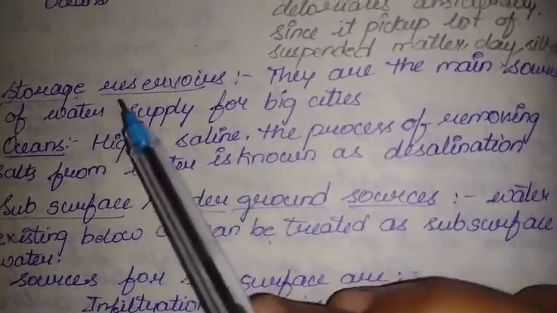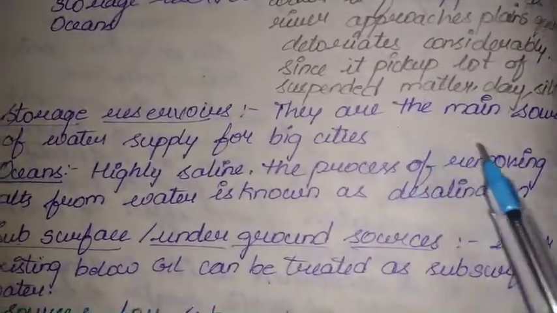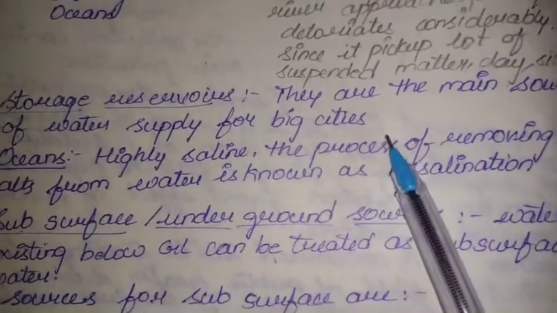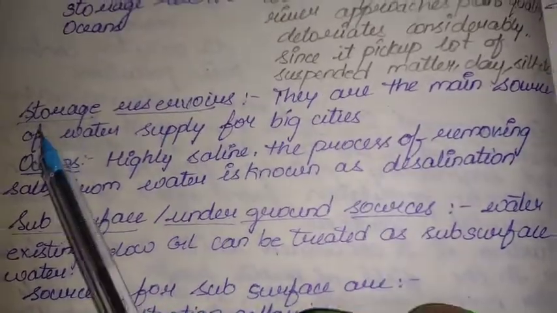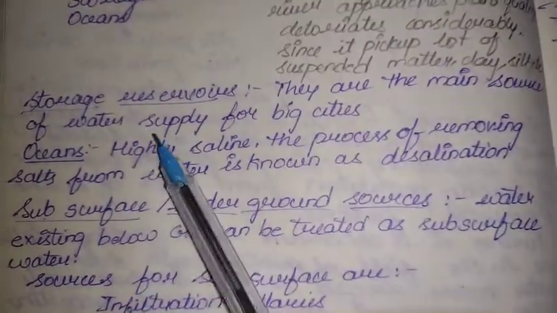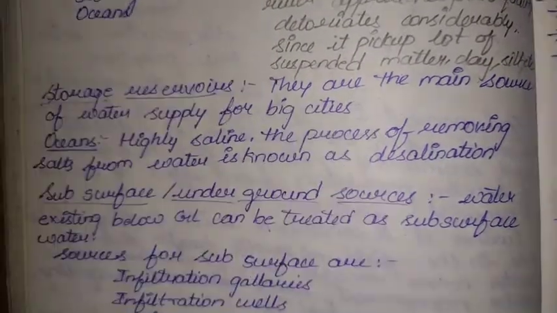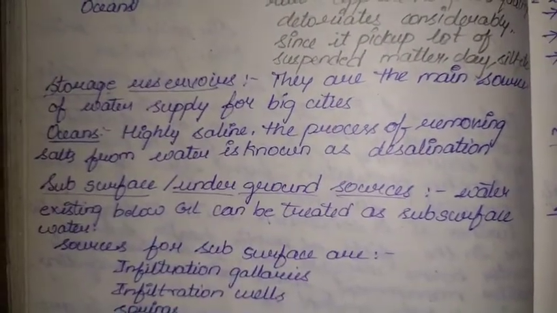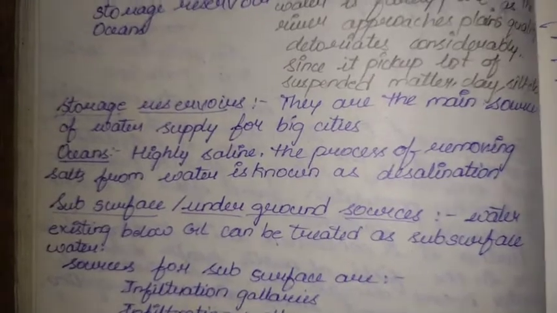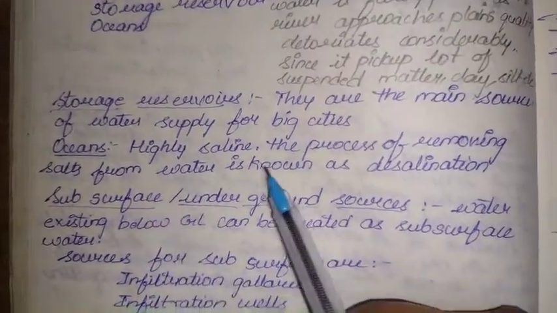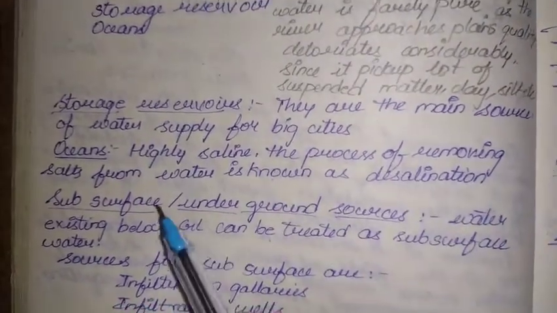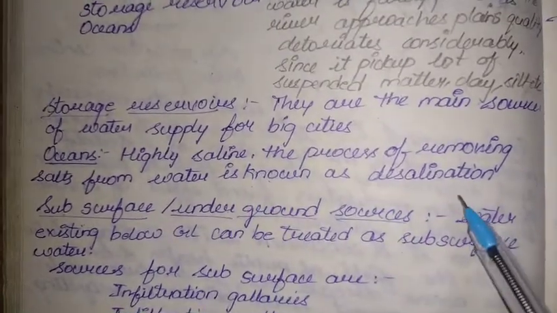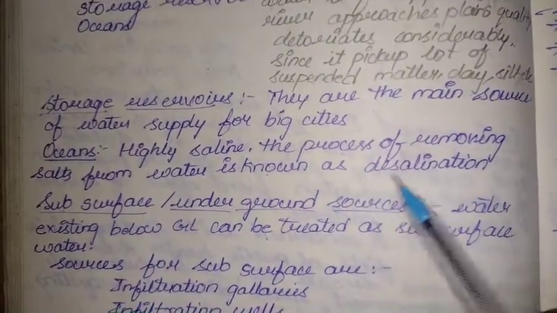Next, we have storage reservoirs, which are the main source of water supply for big cities. Okay, they are the storage reservoirs. Whatever overhead tanks or small storage units we construct, they are also storage reservoirs. Next, we have ocean. They are highly saline. The process of removing the salts from water is known as desalination. This is just a point we got randomly.